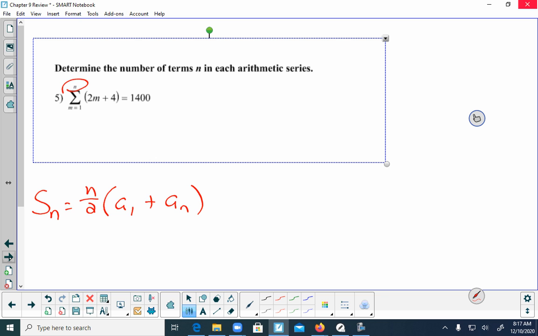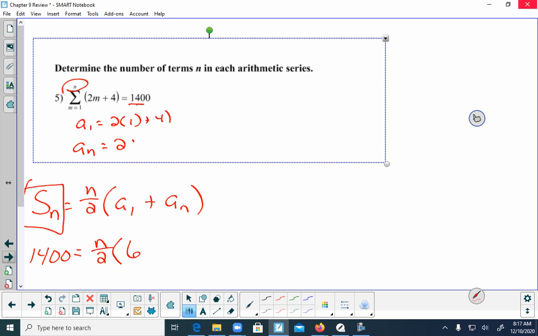They're telling you that the sum is 1400, so I'm going to put that in there. I don't know what n is. I do know my first term because if I were to put in 1, I would get 2 times 1 plus 4, so my first term is 6. So I'm going to substitute that in. If I want to find the nth term, it's going to be 2 times n plus 4, so I'm going to go ahead and put that in there, plus 2 times n plus 4, because that's my nth term.